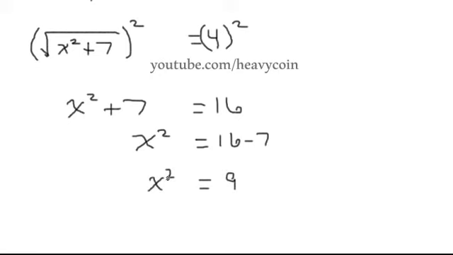So now what we want to do is get rid of this square. We square root both sides. So we're going to now square root both sides.